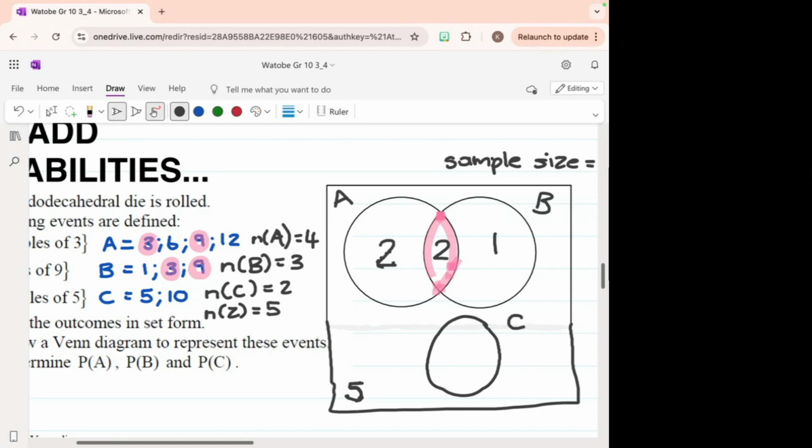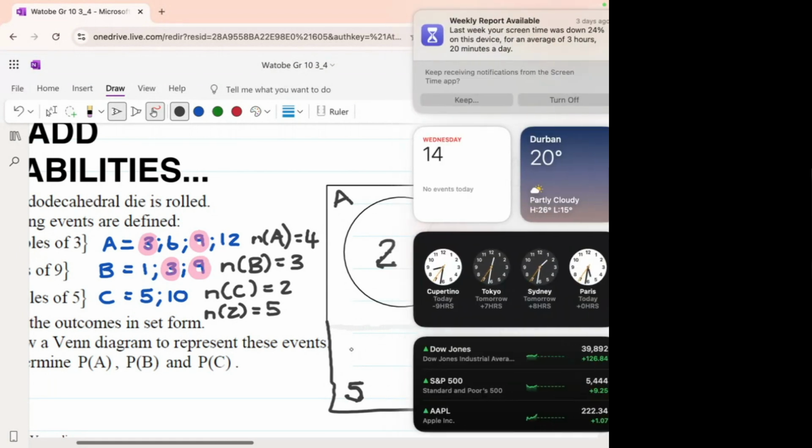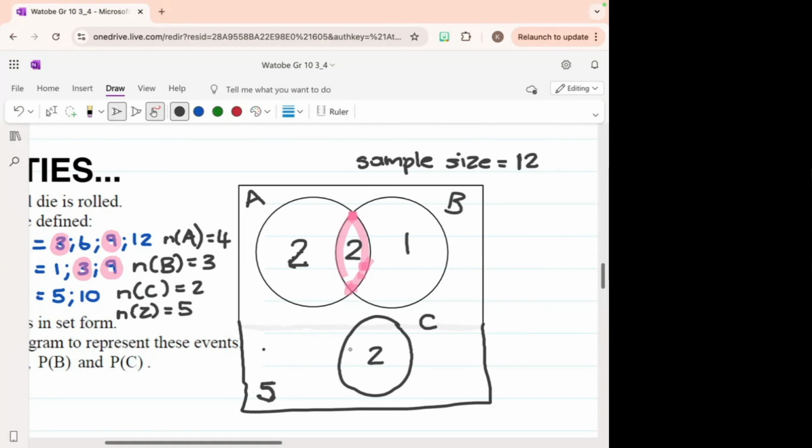And what did we know about C? C had 2 outcomes. Let's add up all the numbers. 2 plus 2 is 4, plus 1 is 5, plus 2 is 7, plus the 5 on the outside. Does that give us 12? Total sample size of 12? Yes, it does.